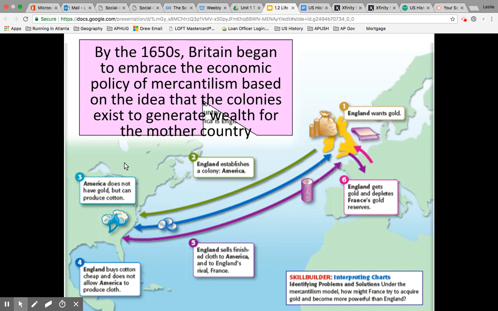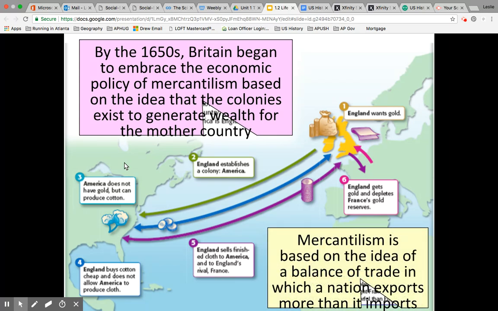By the 1650s, Britain began to embrace the economic policy of mercantilism, based on the idea that the colonies exist to generate wealth for the country. So like I said before, the only reason that England invested money to develop colonies is because they believed that they would make a lot of money from the colonies, and they actually do. And this economic policy in which I make money from my colonies is known as mercantilism.